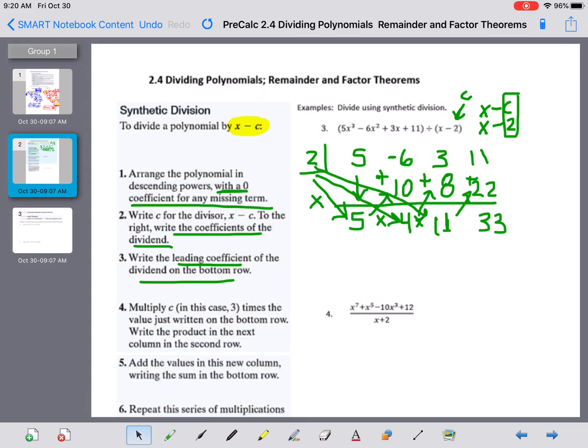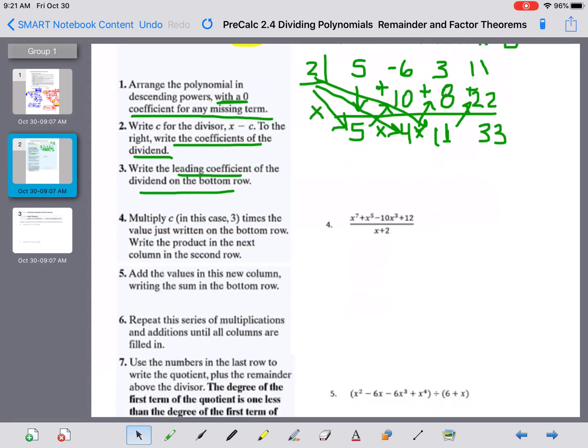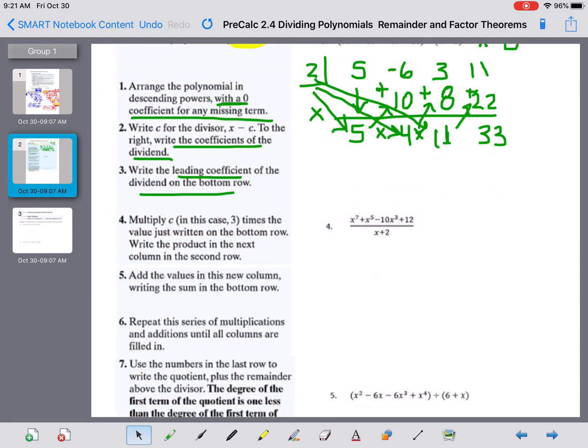So just so you're following what I just did, I went through step 4, step 5, and repeated this until I got all the way to the end, okay? So I've just done steps 4, 5, and 6. That's what you just saw me do, 4, 5, and 6, okay?